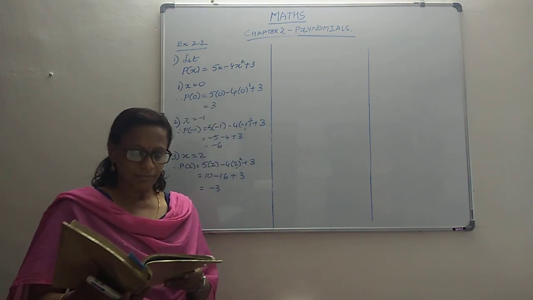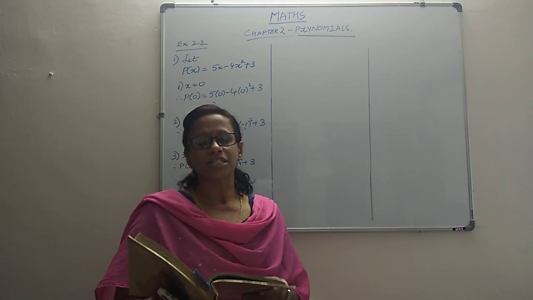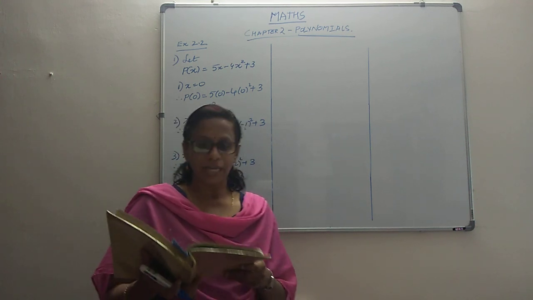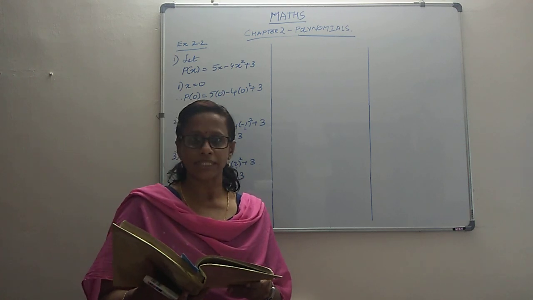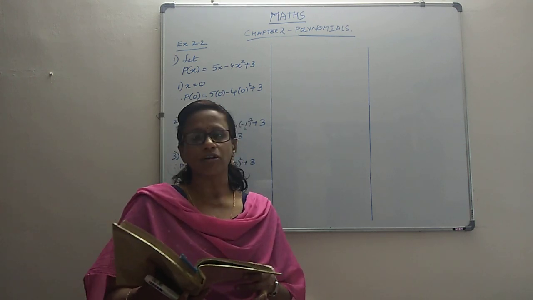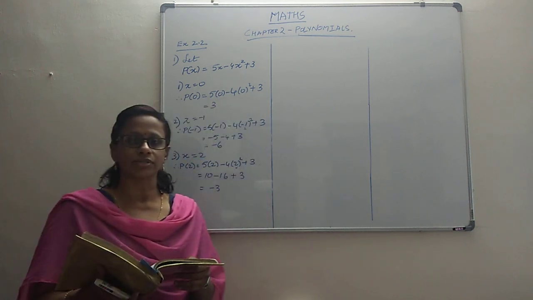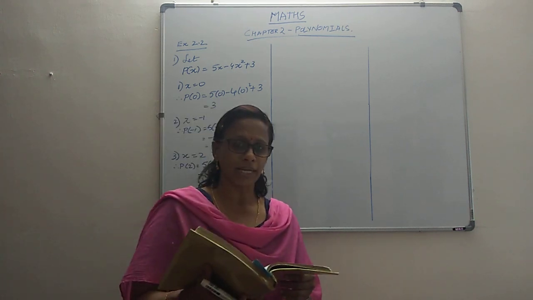Now we move to question number 2. It's the same nature. They ask us to find out the value of p of 0, p of 1, p of 2 in the given polynomials. They give us a polynomial and we have to find out all the 3 values. Same thing, we'll substitute that value in the polynomial and get the answer.